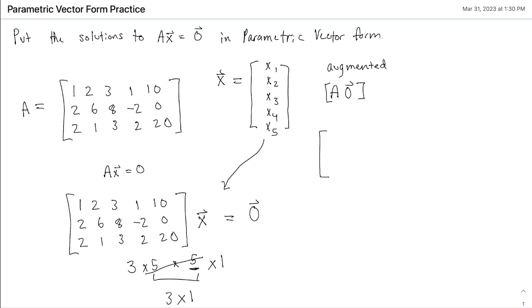So I'm going to write out our matrix. 1, 2, 2, 2, 6, 1, 3, 8, 3, 1, negative 2, 2, 10, 0, 20. Okay, I'm going to put a little line here to designate that this is augmented.